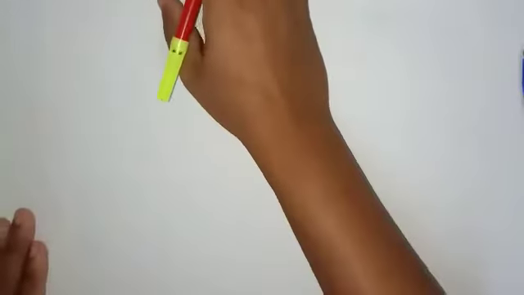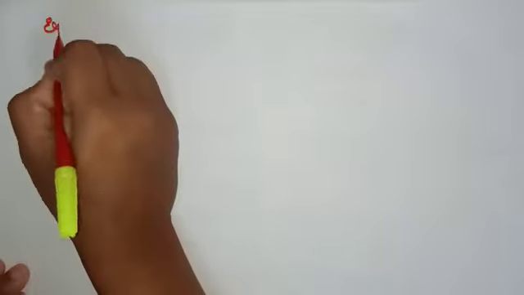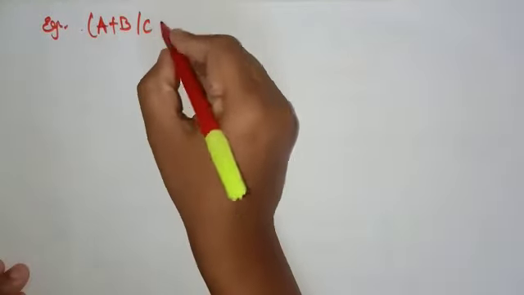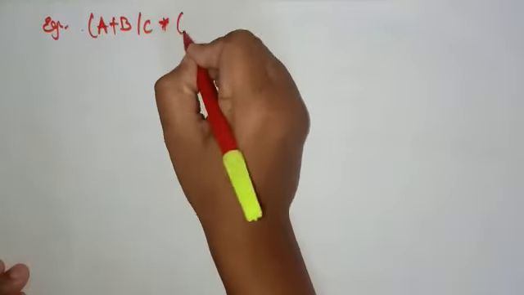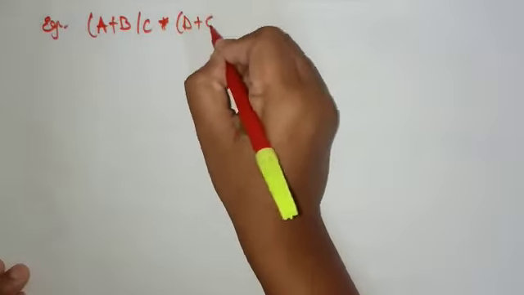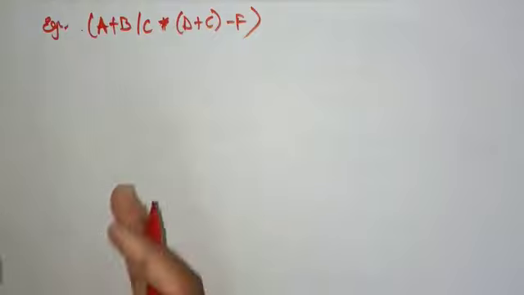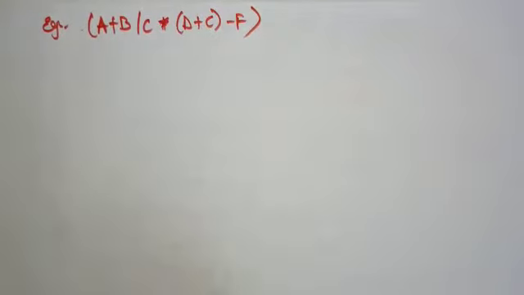I'm just taking an example of an infix expression that I need to convert into postfix. So the example is, let me take (A + B / C * (D + E) - F). So this is an infix expression because the operator is present in between the operands.